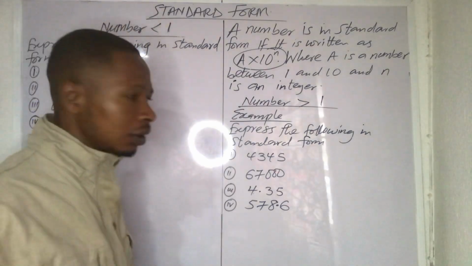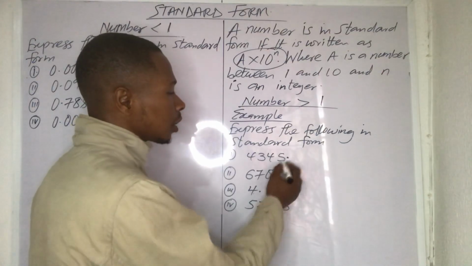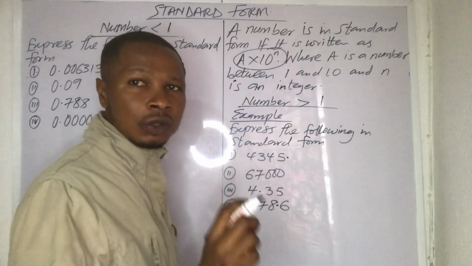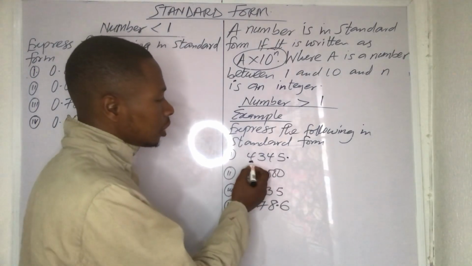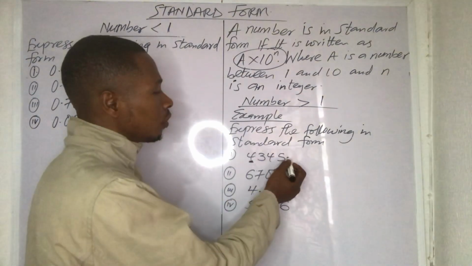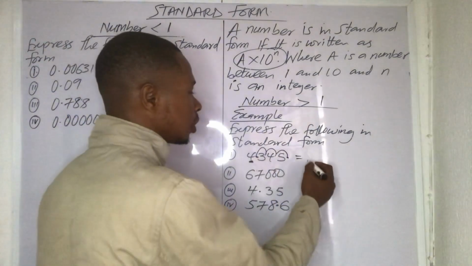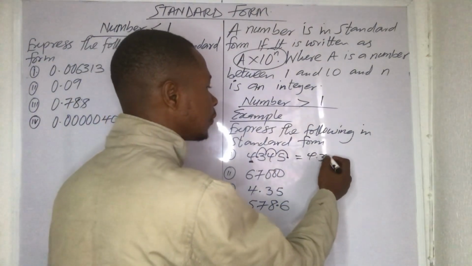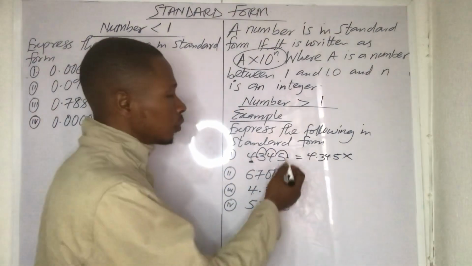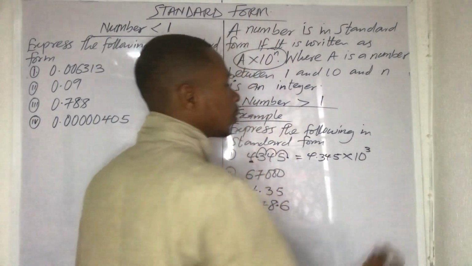Now, watch me do this. Since there's no decimal point in this number, it means there's a point here. The point must move to the front of the first non-zero digit. So the first non-zero digit here is 3. The point is supposed to be in front of the 3. So the point moves 1, 2, 3. So this one in standard form will be 4.345 times 10 raised to power 3. How many times does the point move? 1, 2, 3.